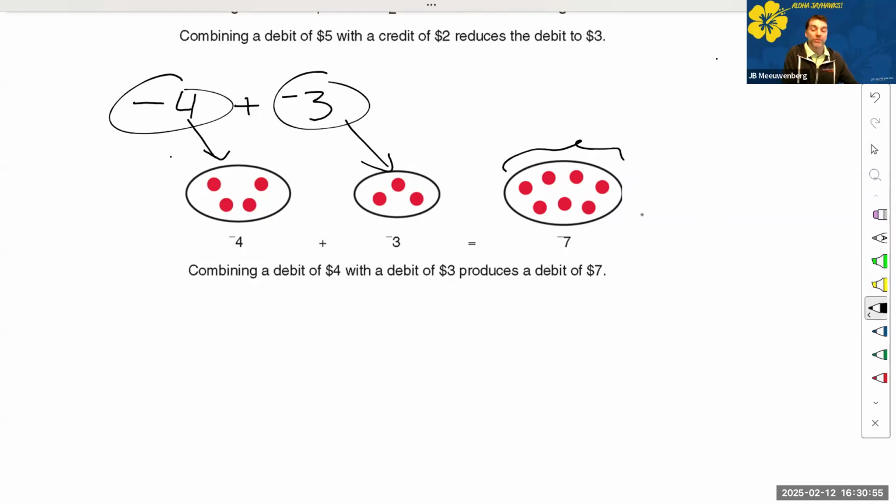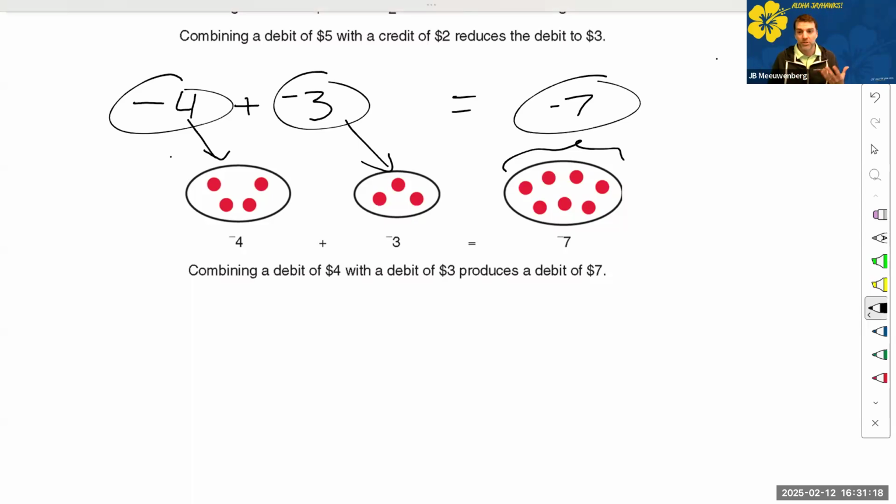What's the value of this? Well, there are 7 chips. They're all red. So that has a value of -7. So -4 plus -3 is equal to -7. This is a really good one to help students see that, again, when you're adding integers with the same sign, you make more of them.